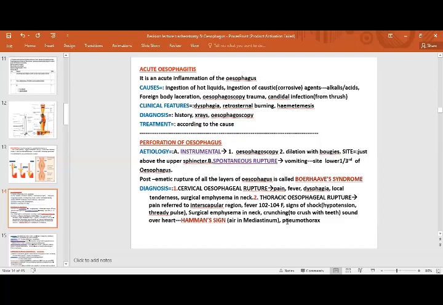Another important sign is a sound over the heart, called Hamman's sign in mediastinitis, due to air in the mediastinum. And there could be pneumothorax because the rupture is in the thoracic region.